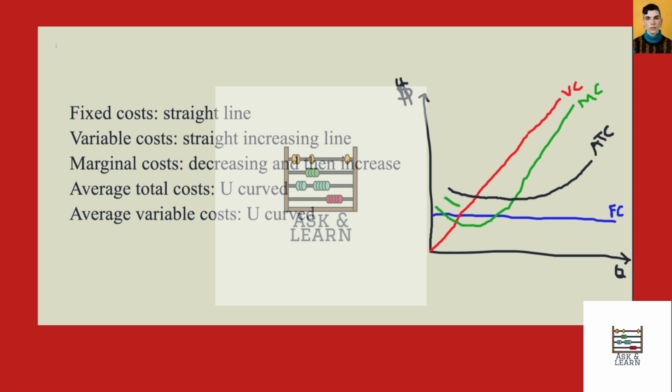So average total cost is going to be the same. Average variable cost is also going to be a U curve. It's going to be below average total cost. And it's also going to decrease up until the point which is the marginal cost curve and start to increase after that. So your average variable cost curve will also be a U curve. That's the shape that each of these costs take.